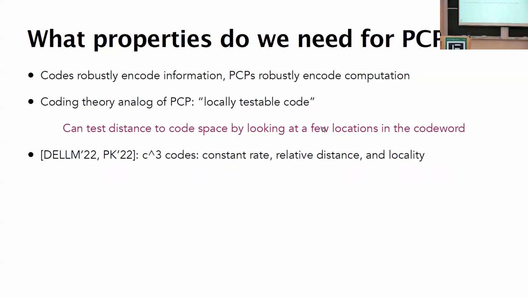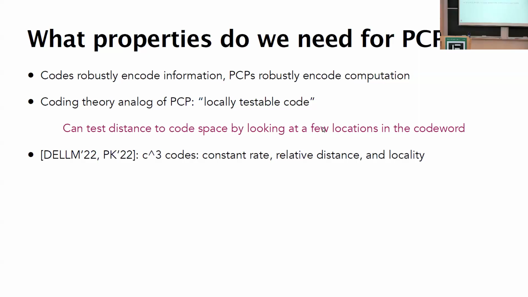This all changed a few years ago with the construction of these nice c3 locally testable codes, LTCs, which had better parameters than known for PCPs. These are codes with constant rate, constant relative distance, and locality. Locality is the number of bits you have to query to test your codeword.